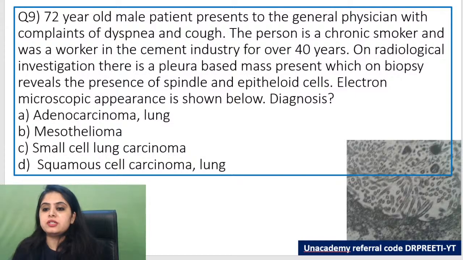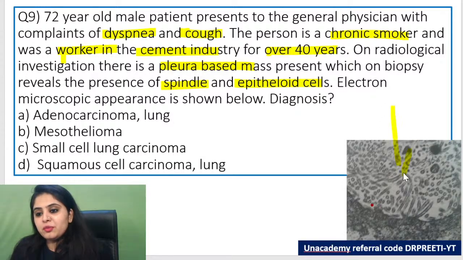Coming to the next question, the most famous one that we have. A 72-year-old male patient presents to the general physician with complaints of dyspnea and cough. Patient is a chronic smoker, worker in the cement industry for over 40 years. There's a pleura-based mass that is present and on biopsy shows spindle and epithelioid cells. Electron microscopy is given to you. What is your diagnosis?